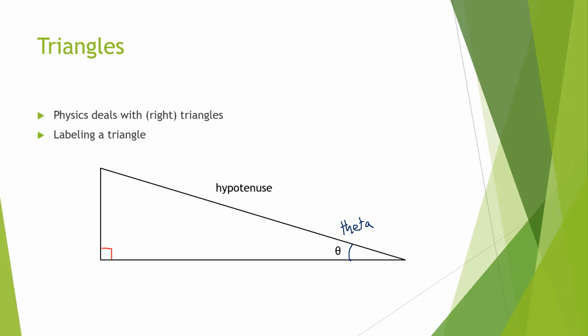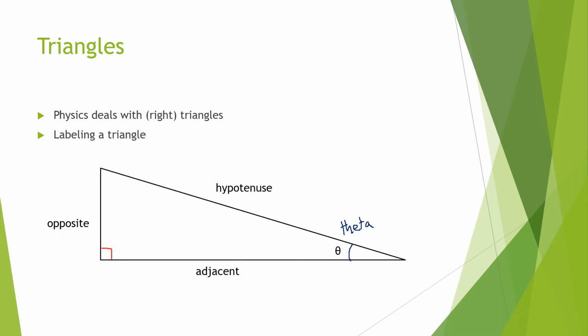And we can label the other two sides once we know which angle we're interested in. Scientists, mathematicians, they're really creative when they name things. The side that is opposite of the angle, or opposite of theta, we call the opposite. The side that is connected to it, or beside it, we call the adjacent.